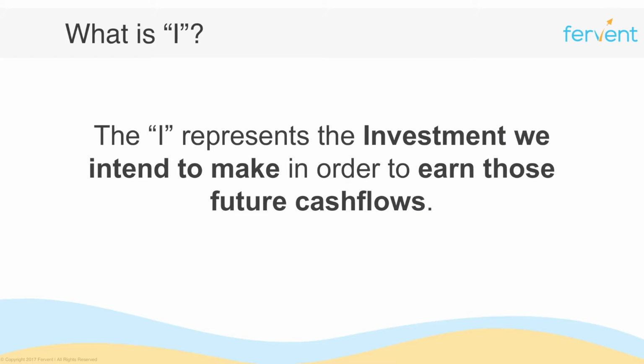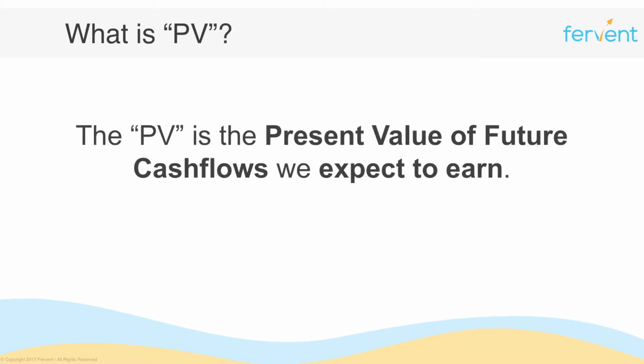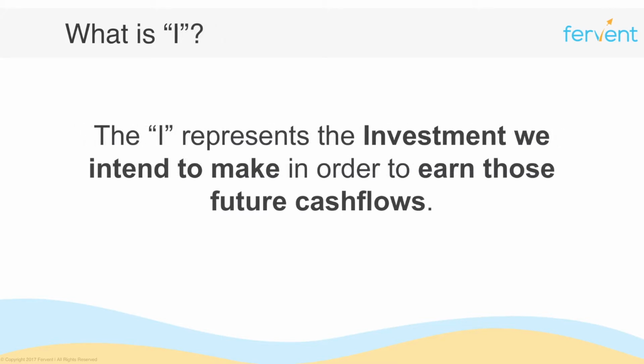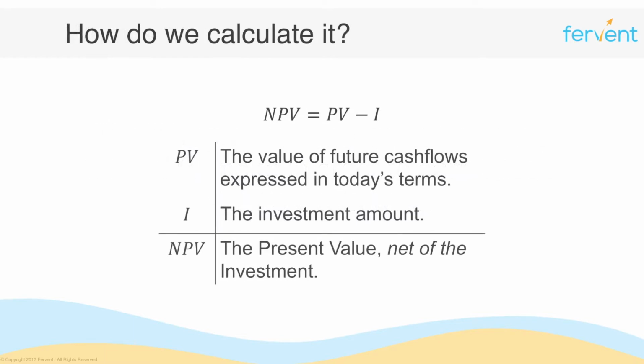So we're investing that money today with the expectation of earning those future cash flows. And then we discount the future cash flows to get to the present value. So in essence, the PV is your earning in cash flow terms, and the I is what you're spending or investing. So I is the money that's going out, and PV is the money that's coming in.